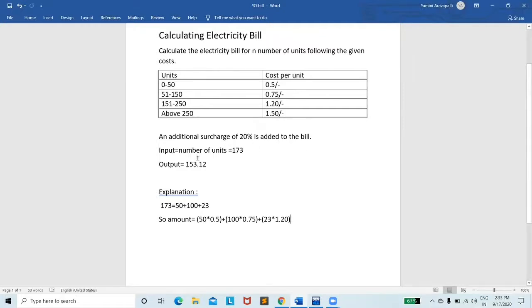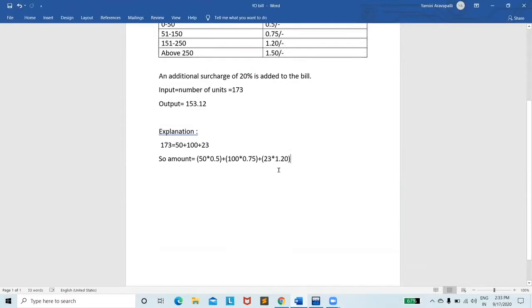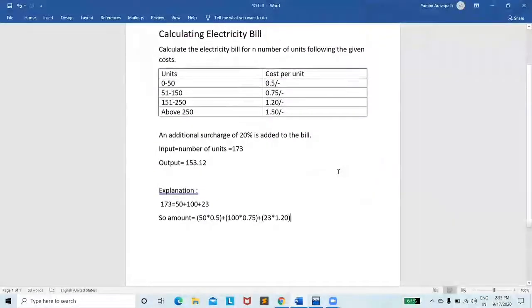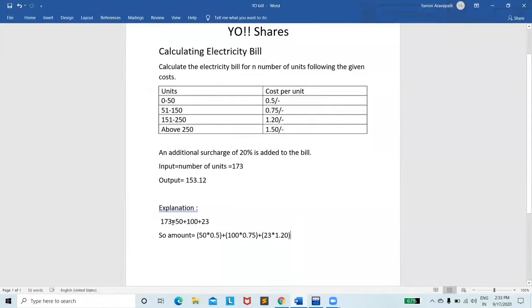So the input is, if they give 173 as the input, you have to get 153.12 rupees as the output. So let us see how to do this. Suppose they give 173 as the number of units, it is equal to 50 plus 100 plus 23. Why are we separating this into 50 plus 100 plus 23?